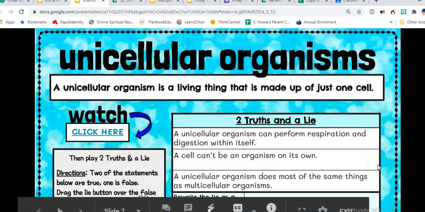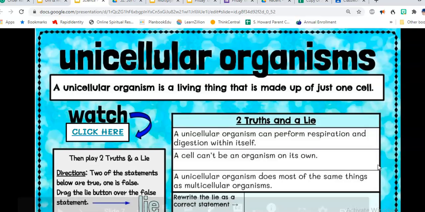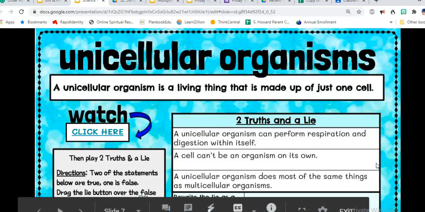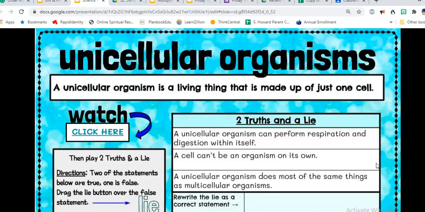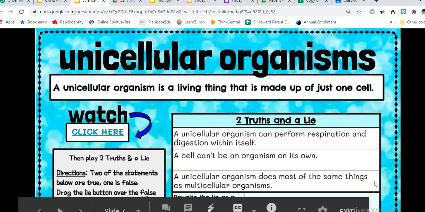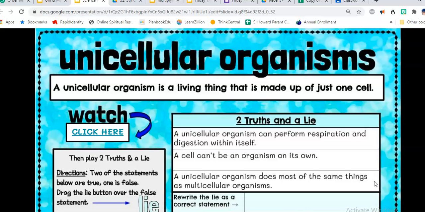Or a cell can't be an organism on its own. So this statement says that there really can't be an organism that's only one cell big. And then the third statement, a unicellular organism does most of the same things as multicellular organisms. So thinking about the life processes, would you say that a unicellular organism, in order to be considered living, can do most of the same things as multicellular organisms that are more complicated?